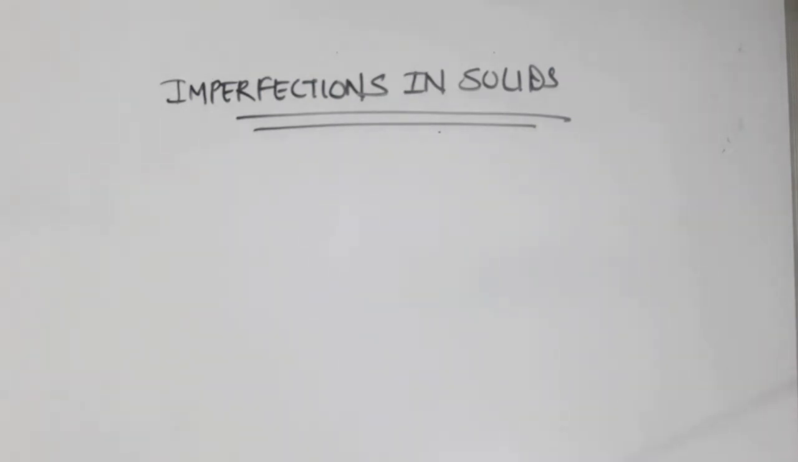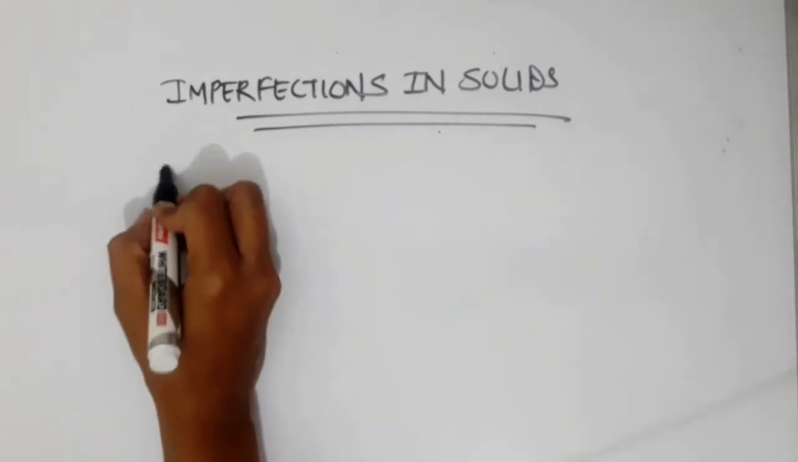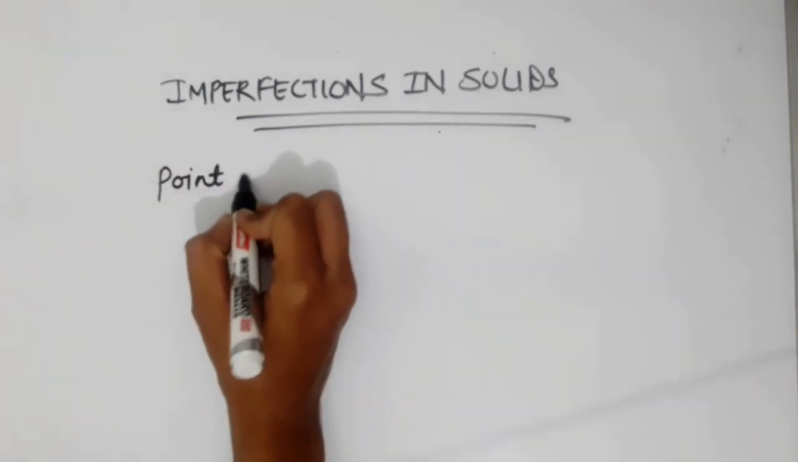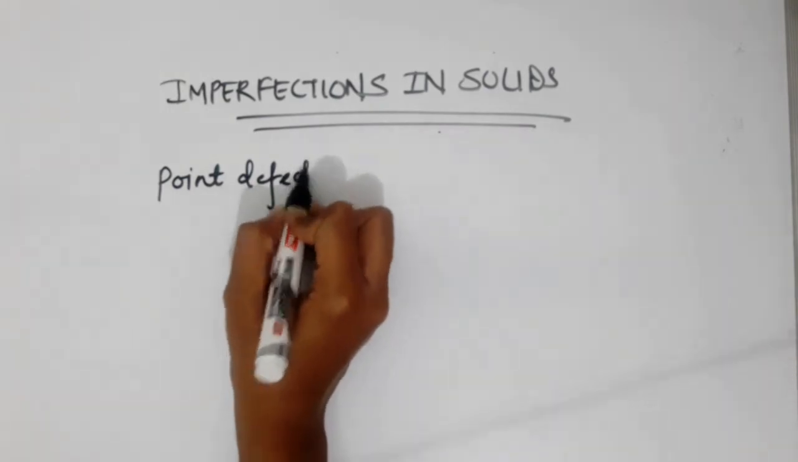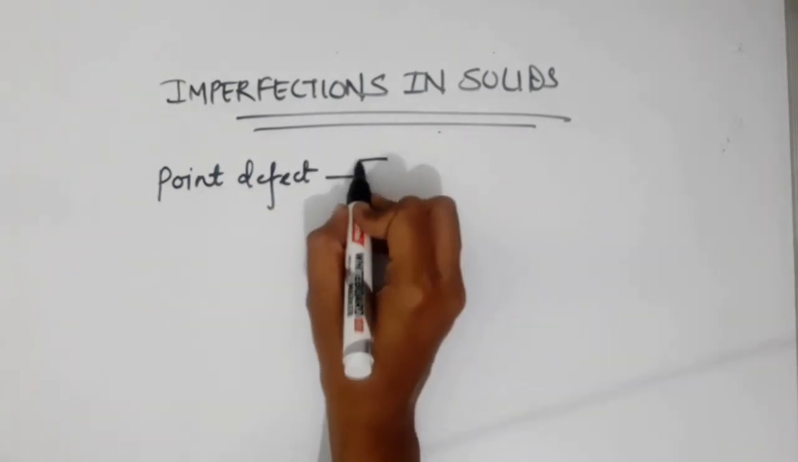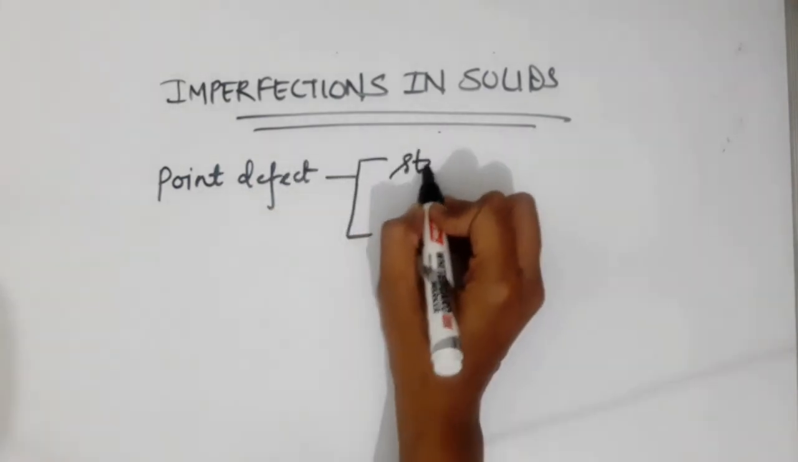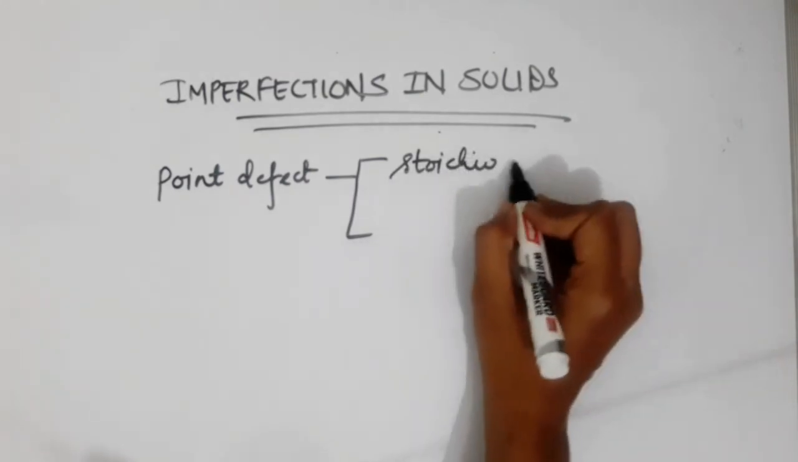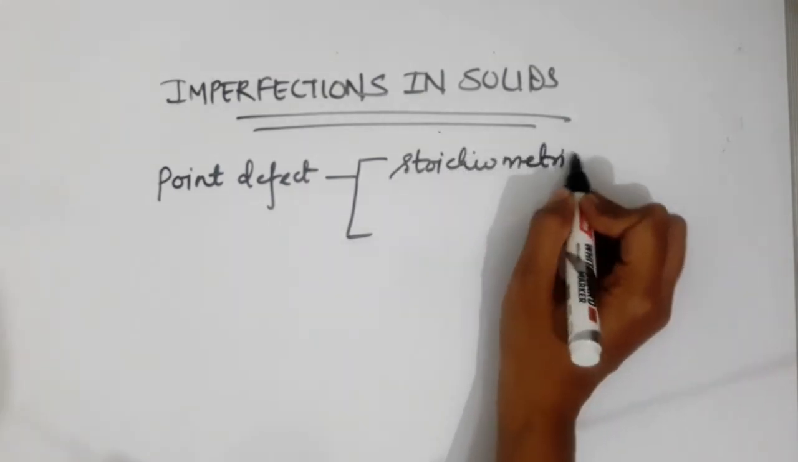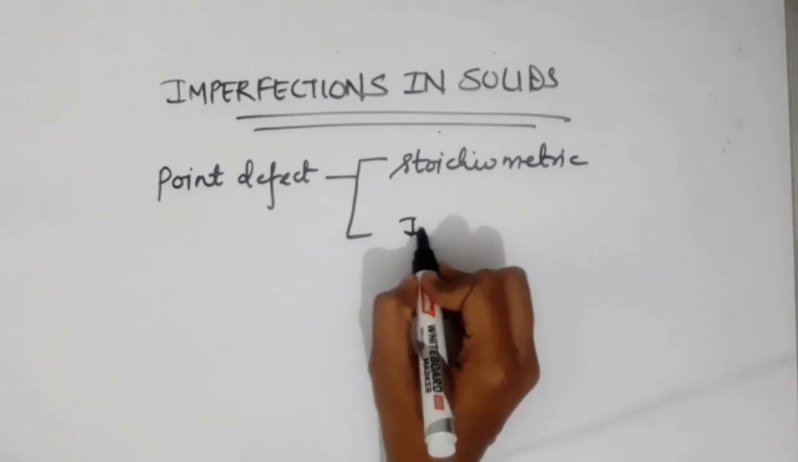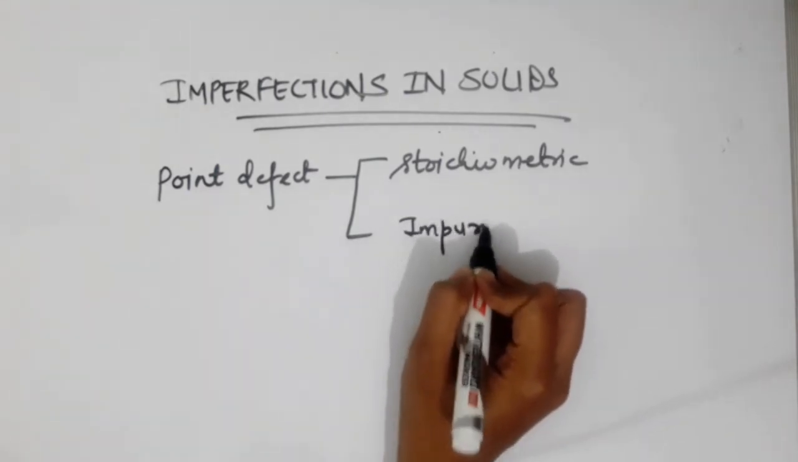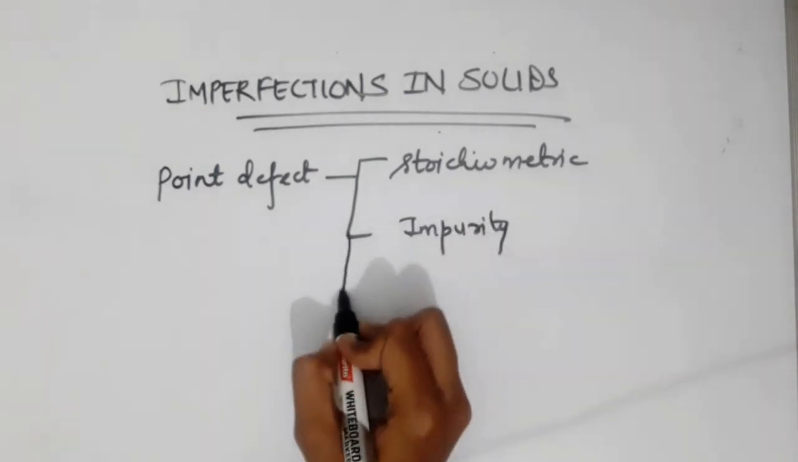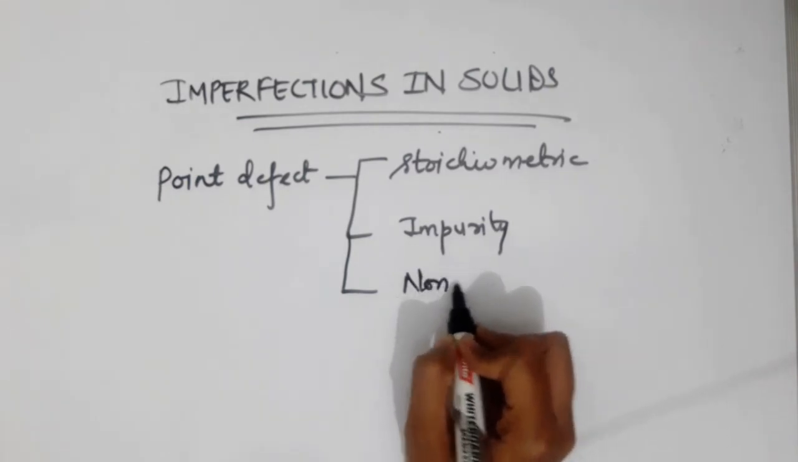Now studying the types of point defects, the defect at a certain point in the crystal. These are of 3 types: stoichiometric, impurity, and non-stoichiometric defect.